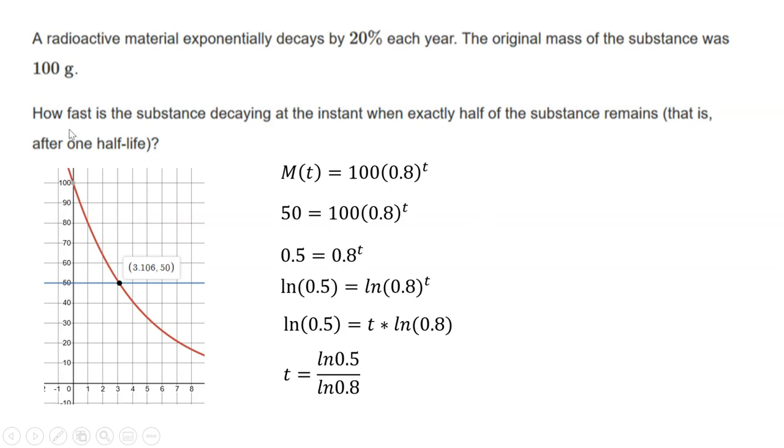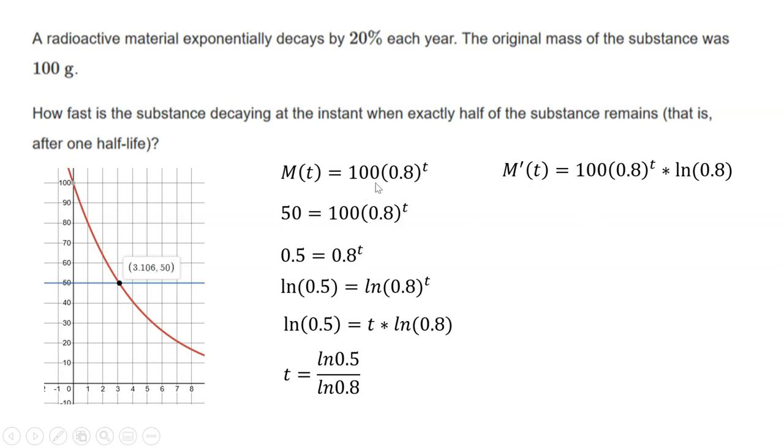They want to know, at that point, how fast is the substance decaying? So now we need to know the rate. For that, we need calculus. So I'm going to find the derivative of the function that we have right here, that I'm pointing to right here.